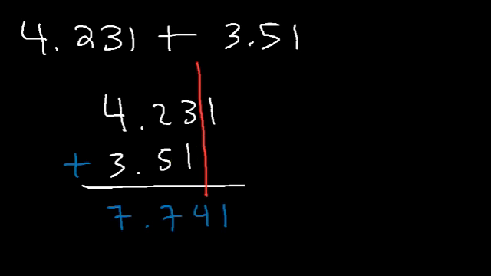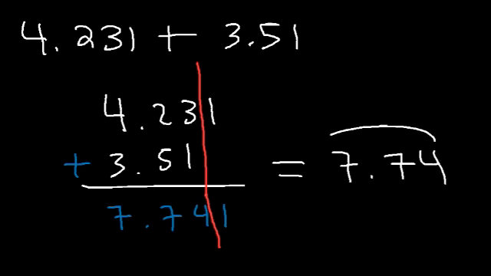So we're uncertain about the hundredths place, so we have to round it to the hundredths place. Here we're uncertain about the thousandths place, but we need to round it here. So all you need to do is draw the red line and stop after the 4. So the correct answer should be 7.74 if you wish to round it. Let's try a few more examples.